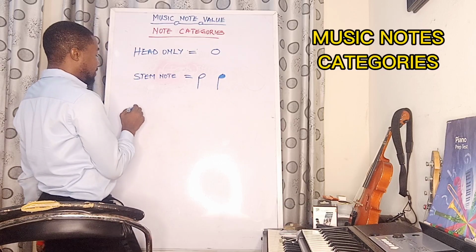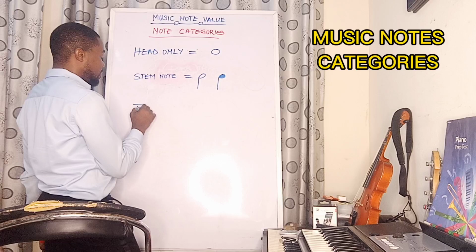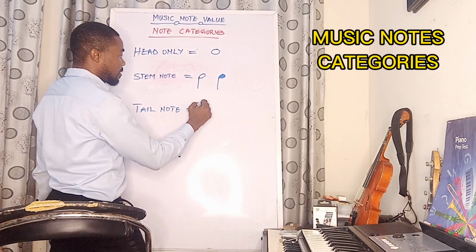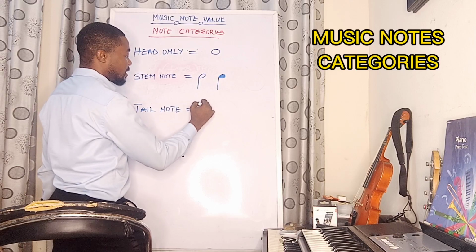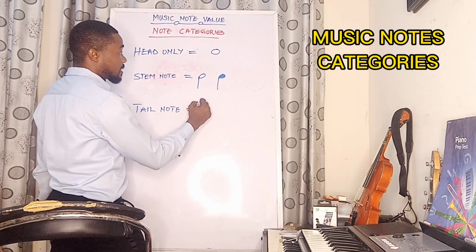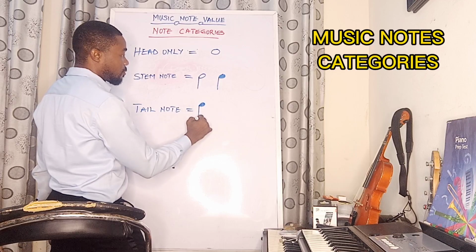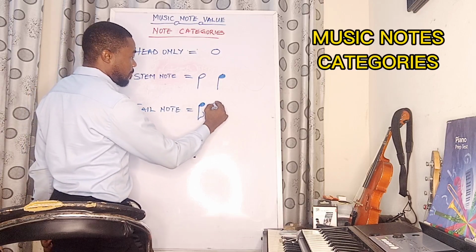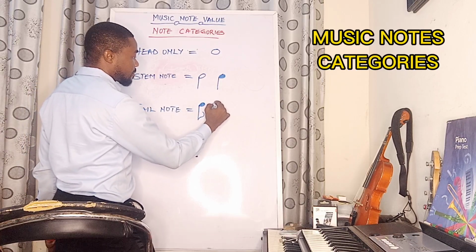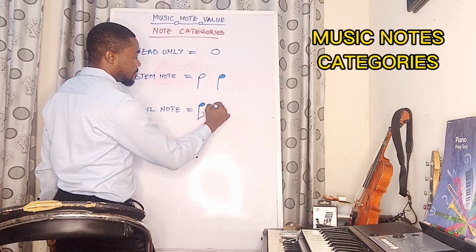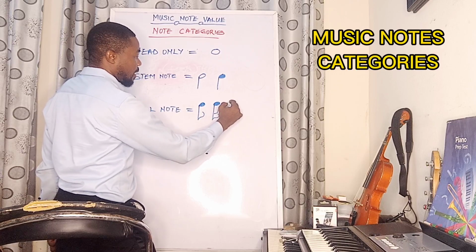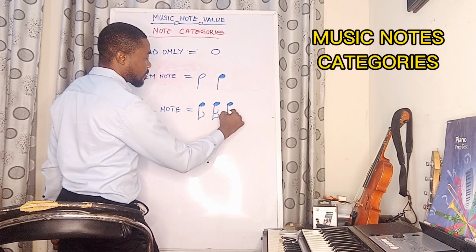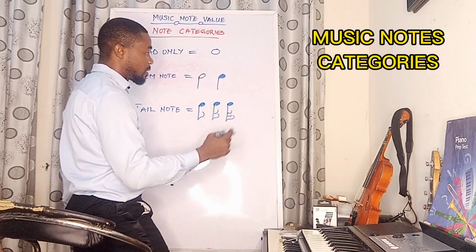And then the final category is the tail notes. The tail note, its uniqueness is the tail. It has head, the body, which is the stem, and tail. And there are a couple of them. So we have the single tail, we have the double tail, we have the triple tail, and on all the way to the quadruple tail. It has 4 tails and all of that.